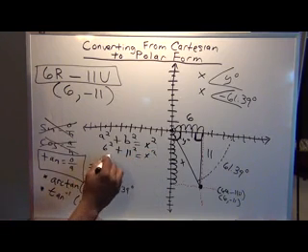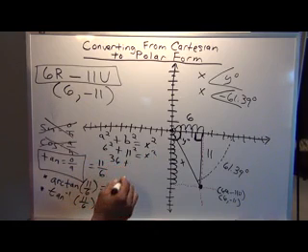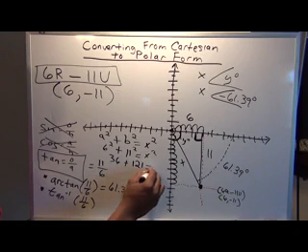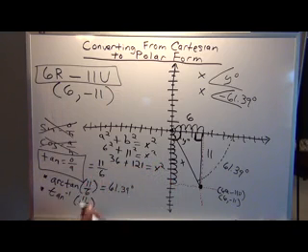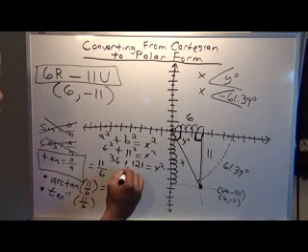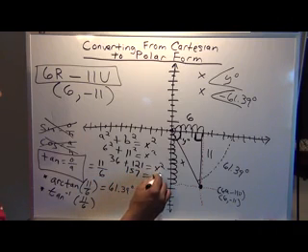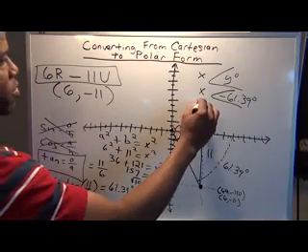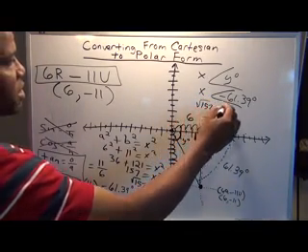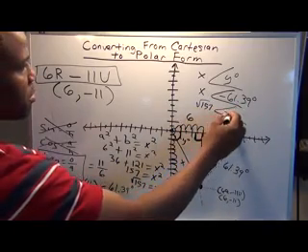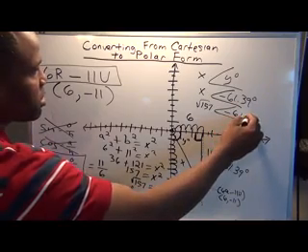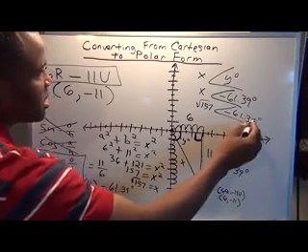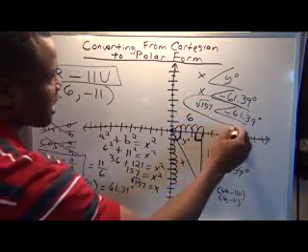6 times 6 is 36, so 36 plus 11 times 11, which is 121, is equal to x squared. 36 plus 121 is 157. So 157 is equal to x squared. That means the square root of 157 is equal to x. So the square root of 157, negative 61.39 degrees. Now, this is the correct answer.